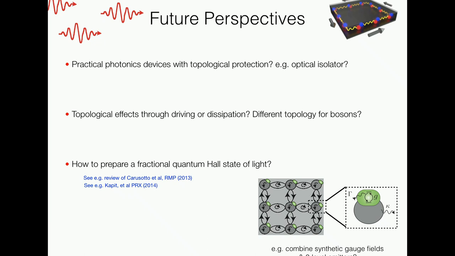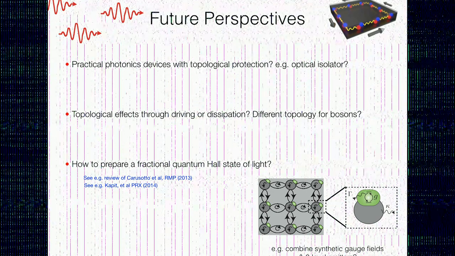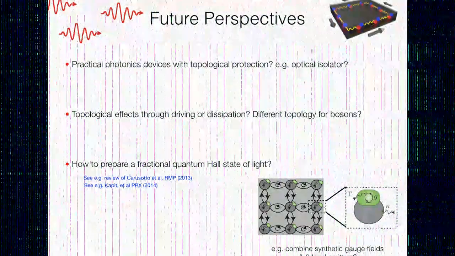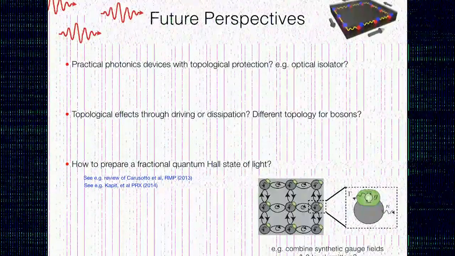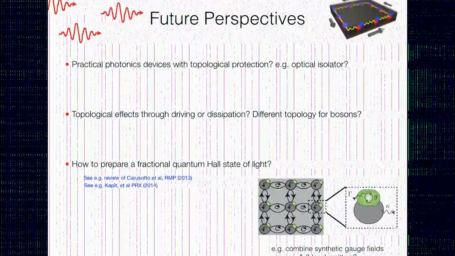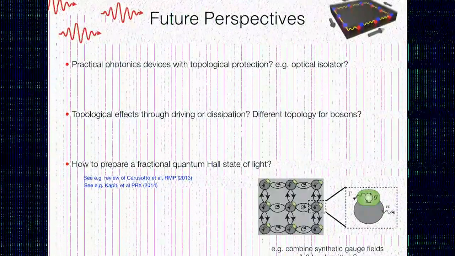And the idea would be, for instance, to take something like the setup of Mohammad Hafezi with these silicon ring resonators and add some two-level atoms to it, or to take the setup of John Simon with this twisted ring resonator and add some Rydberg atoms, and then see how to prepare a fractional quantum Hall state.